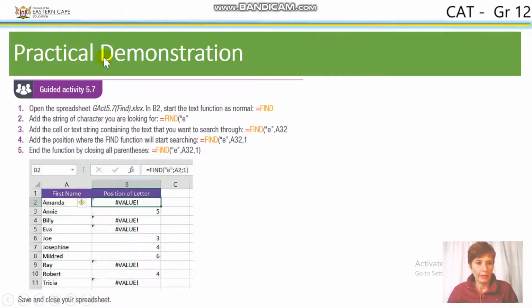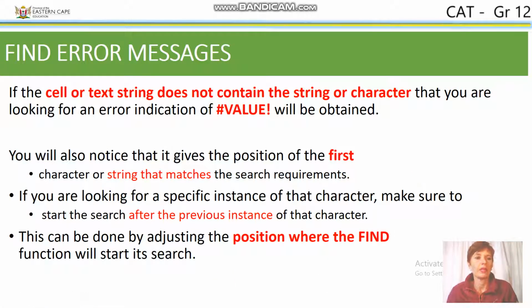So if we move back here to our PowerPoint, this is activity 5.7 where we've looked at the different error messages. Let's quickly recap. What error messages do we get? If the cell or text string does not contain the string or character that you are looking for, the error message value will be obtained. Remember, there was no E, so we got the message value. You will also notice that it gives the position of the first character or string in the search.